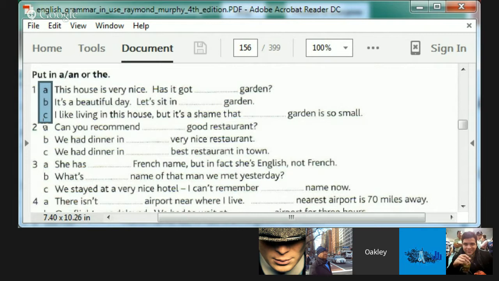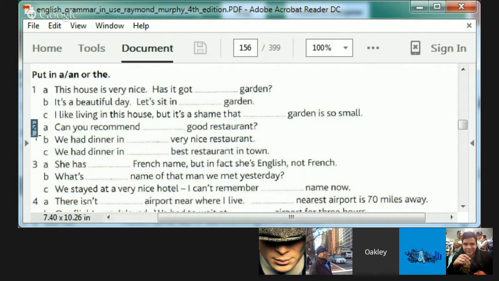I like living in this house, but it's a shame that the garden is so small. Clearly he knows the garden in the house. The garden that goes with the house, rather. Yeah, and we know it's small even. Okay, so yes, it's defined. Very good. You're correct. Okay. Mustafa, number 2.